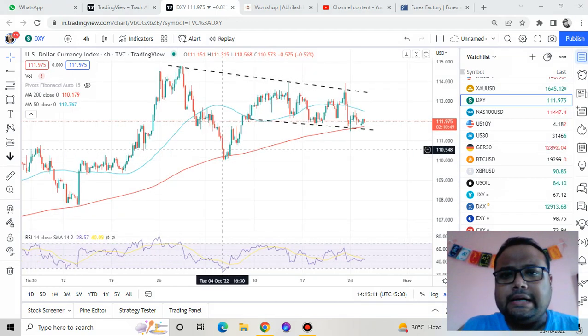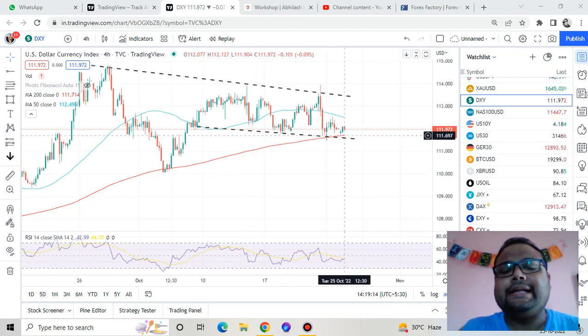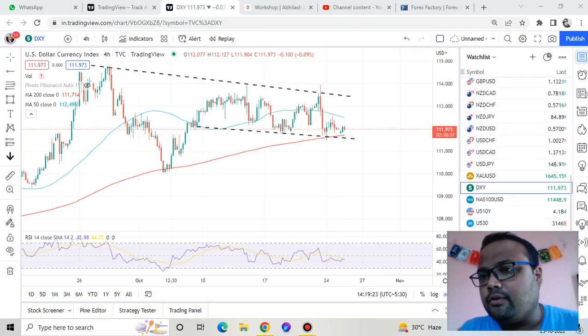Just keep in mind that overall the DXY is in an uptrend, and in case you see small red candles breaking the 200 moving average, do not consider it as a breakdown. That can be just a correction. Okay, now let's have a look at the chart of Euro USD.